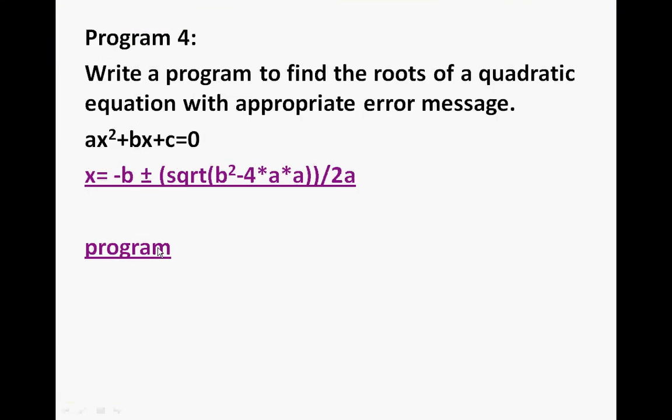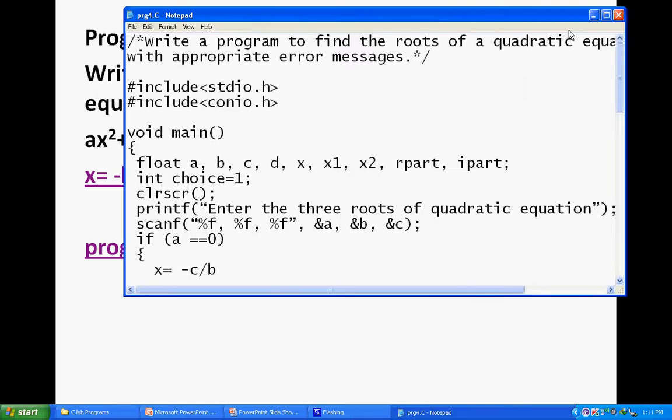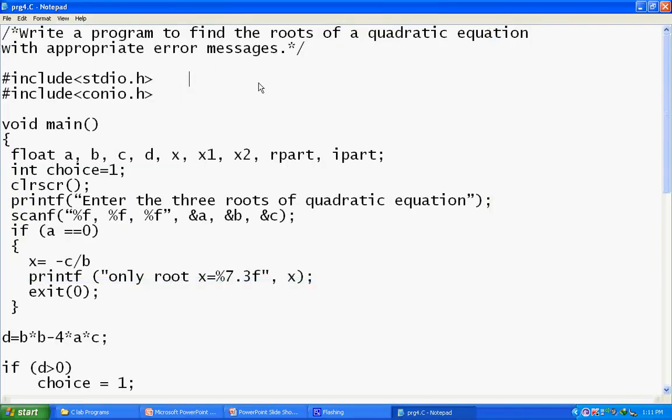How does the program work? In the program, if you have any doubt with respect to the inclusion of the header files like stdio.h, conio.h, void main, clear screen or getch, you can refer to program number 1a of my explanation. Let us just go for understanding the program.